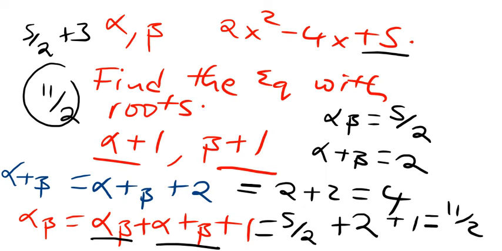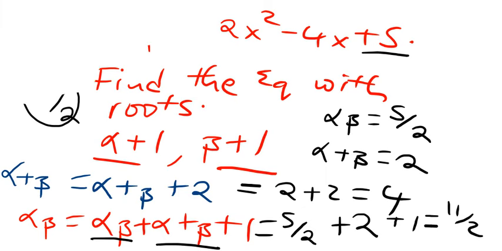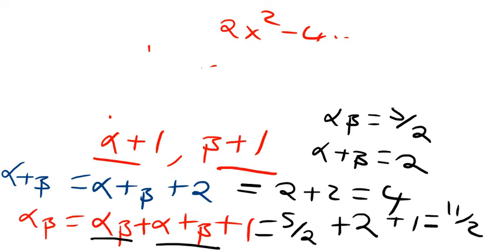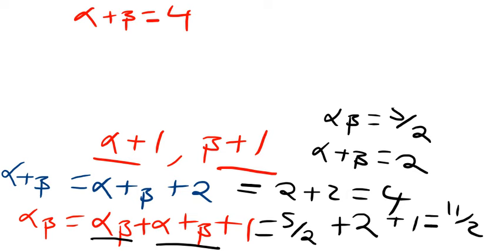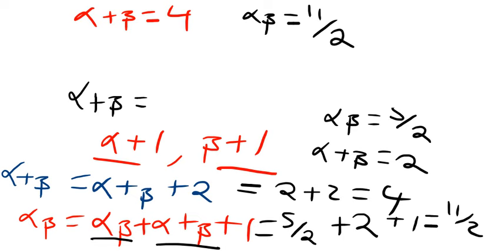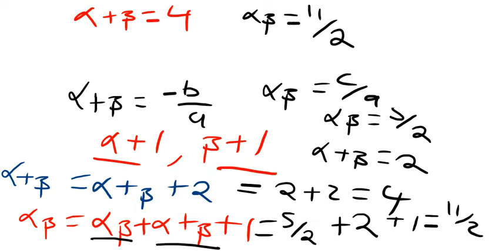So now we've found the product and also the summation of the new roots. How do you find the equation now? Remember, for the summation we have 4, and for the product we have 11 over 2. If you look at the formulas, alpha plus beta is negative b over a, and the product is c over a. So these are supposed to have the same denominator. Are we together?